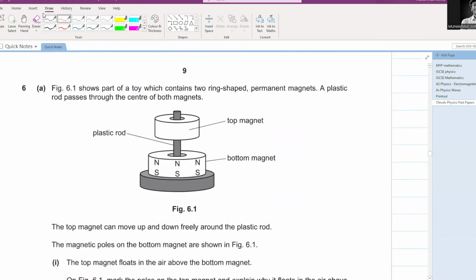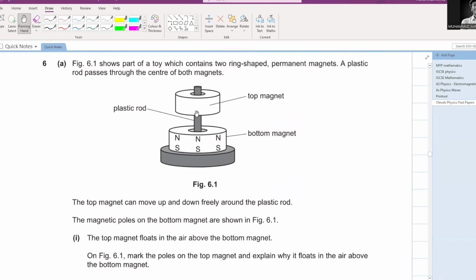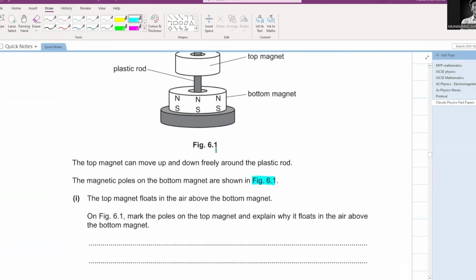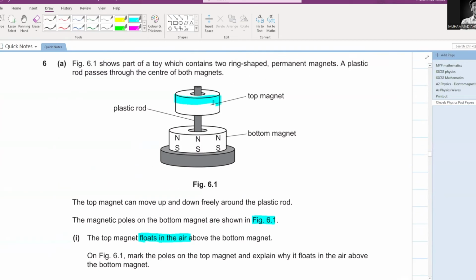Now let's see this. Figure 6.1 shows part of a toy which contains two ring-shaped permanent magnets, a plastic rod through the center of both magnets. Perfect. We have these two magnets. The top magnet can move up and down freely around the plastic rod. The magnetic poles on the bottom magnet are shown in figure 6.1. The upper side is north, the lower side is south. The top magnet floats in the air above the bottom magnet. What is the top magnet doing? It is floating in the air above the bottom magnet.